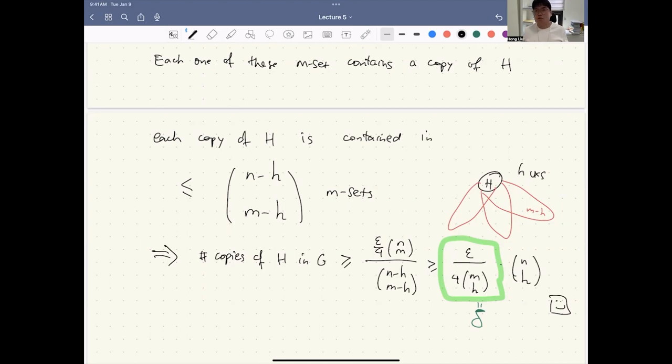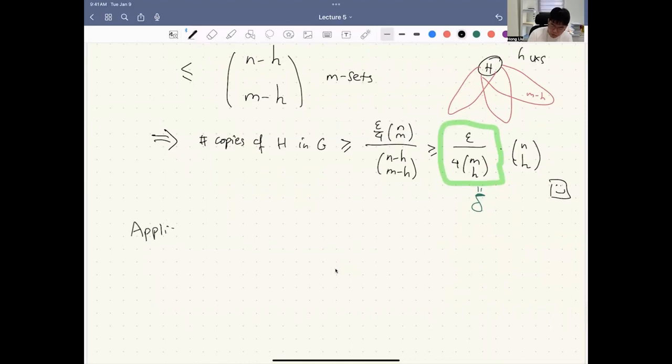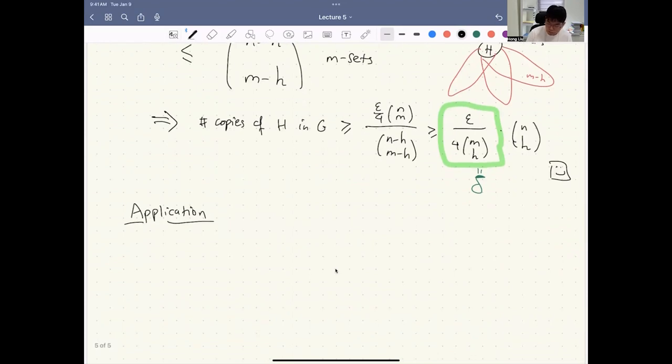Let's see an application of supersaturation. There are many applications. Later, maybe in the second half of this course, we will see some methods. Supersaturation is a key ingredient in, for example, the container method, hypergraph container methods. Here, let's prove some elementary application. We can use supersaturation to give another proof of the Erdős–Stone–Simonovits theorem. So, application. We're going to show that.